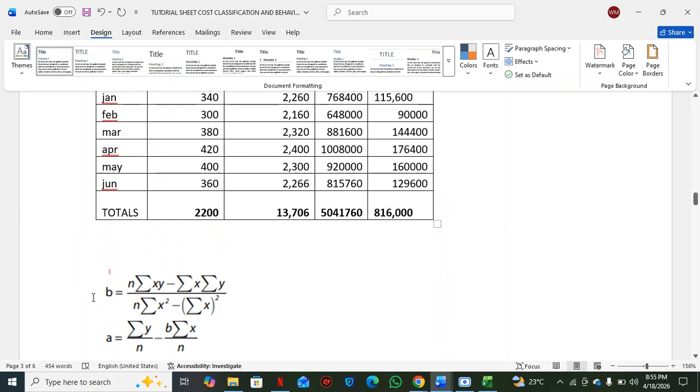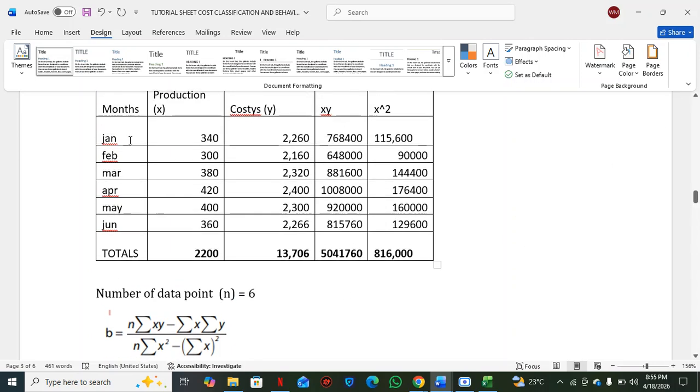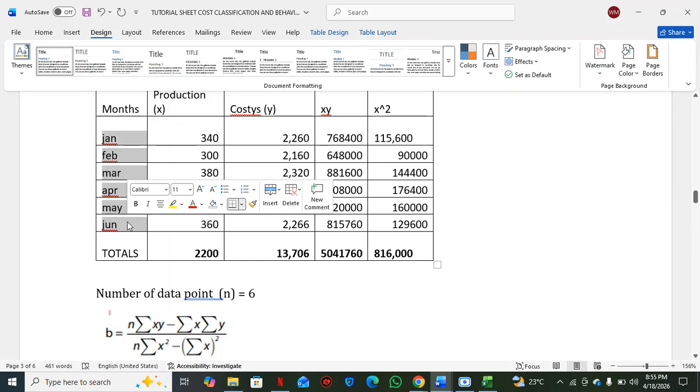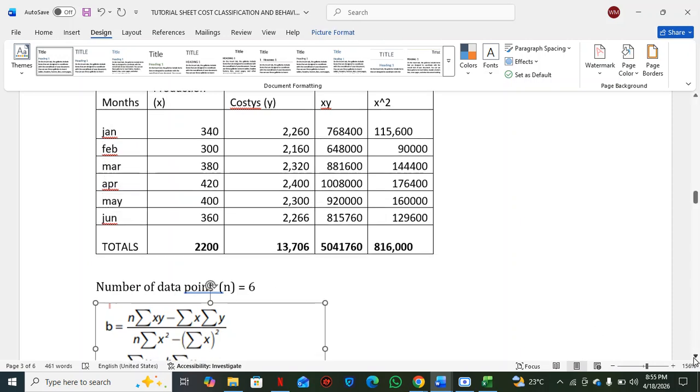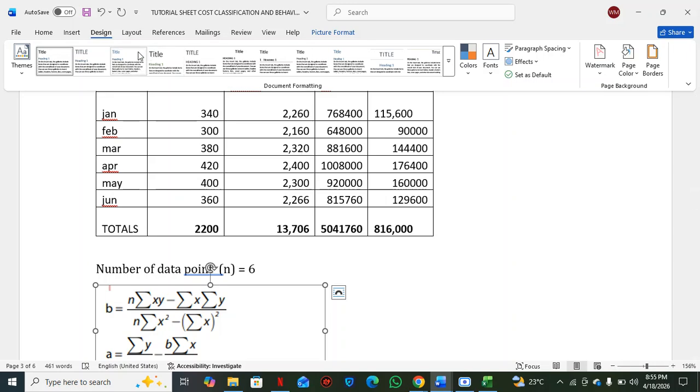We'll find first our variable costs. B represents the variable costs. N, this small letter n, is just the number of data points. We've got 6 months, so n equals 6. You can count here: 1, 2, 3, 4, 5, 6. That is your n, number of data points. So we can now substitute into this formula here for our variable cost.